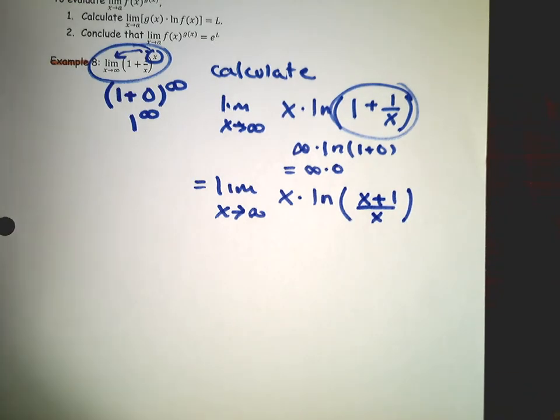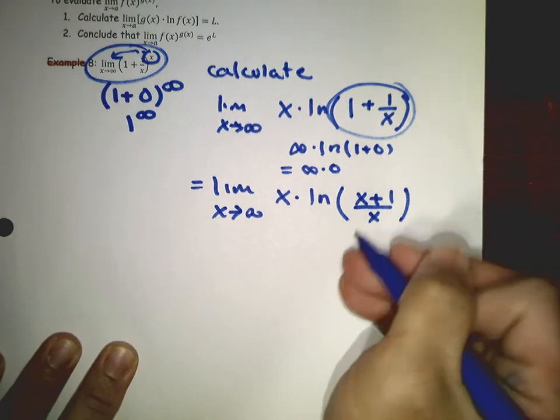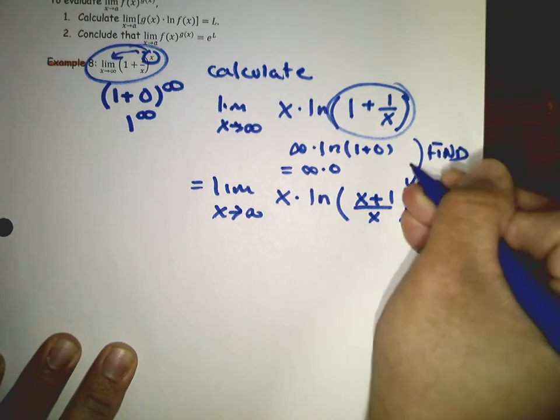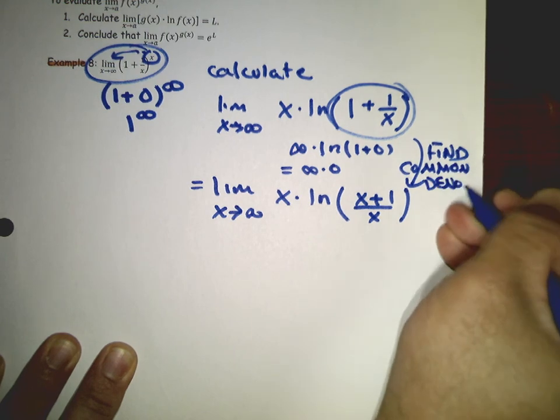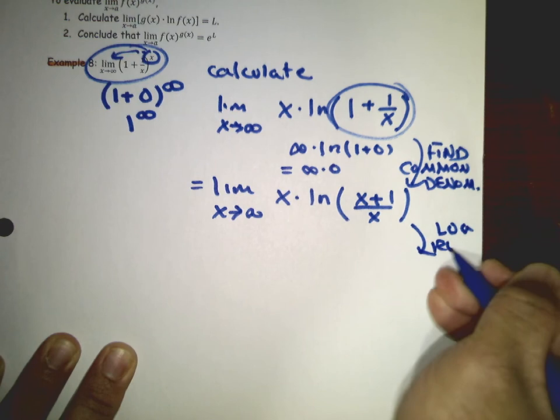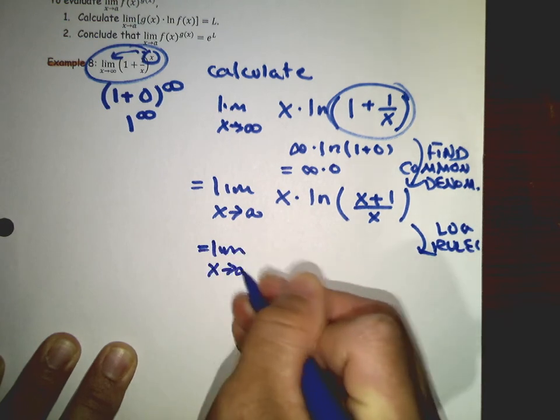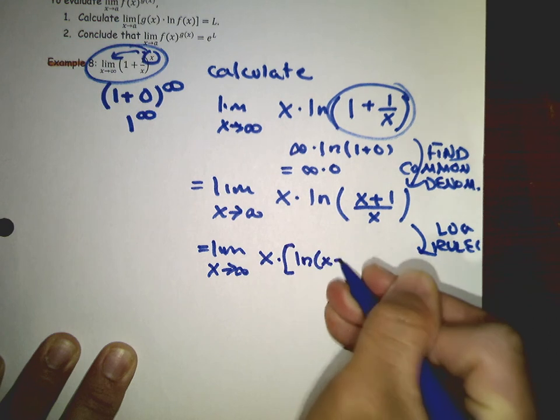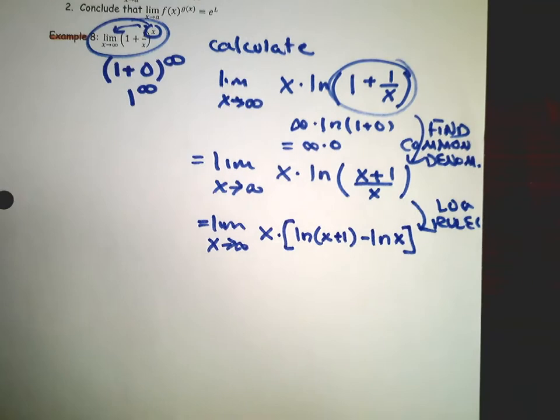And now we are going to use the rules for logarithms. So I found the common denominator, and then I'm going to use the log rules. So this will be the limit as x approaches infinity of x times the natural log of x plus 1 minus the natural log of x. I do want you to realize that this is not actually as easy as it looks, because you still cannot do this one.